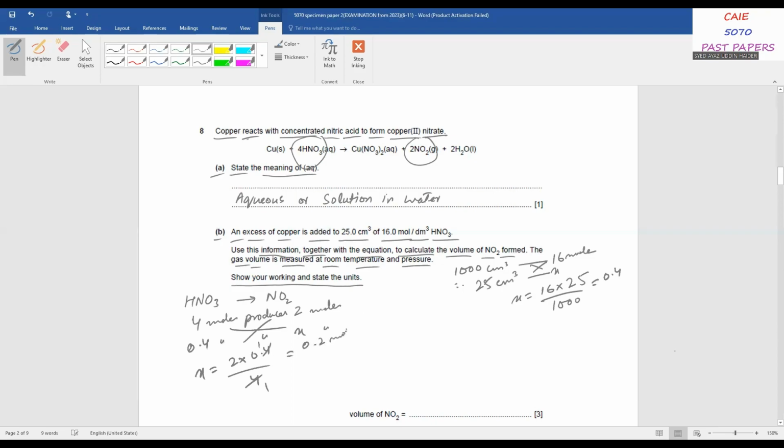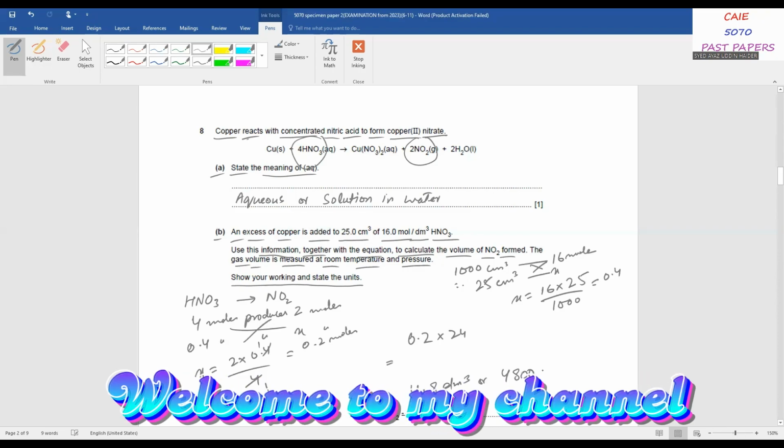Now you have the moles of NO2. You can easily calculate the volume. Simply multiply it by 24 dm cube. 0.2 multiplied by 24. So what you will get? You will get 4.8 dm cube. So your answer will be 4.8 dm cube. Or if you want to express it in centimeter cube, it will be 4,800 centimeter cube.